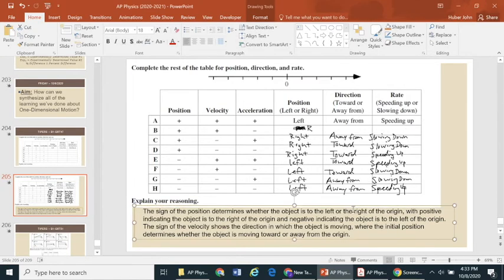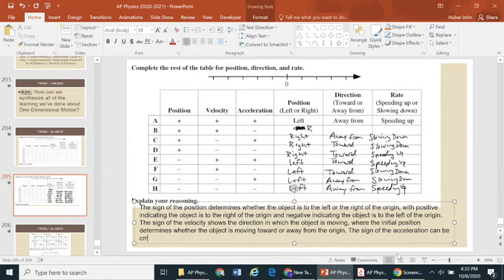And then lastly, for the acceleration, the sign of the acceleration can be compared to the sign of the initial velocity to determine whether the object is speeding up or slowing down.